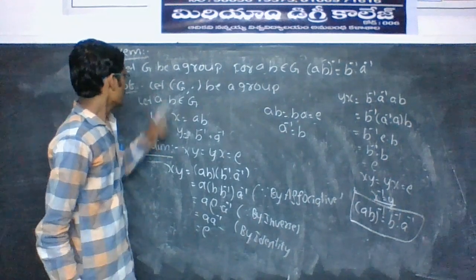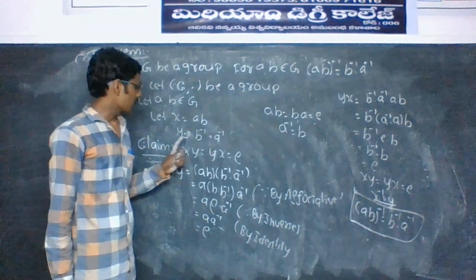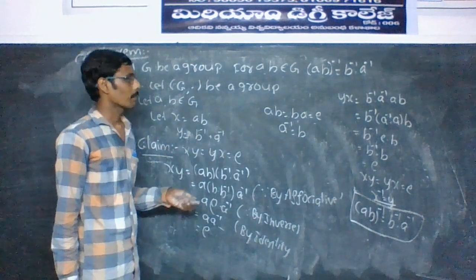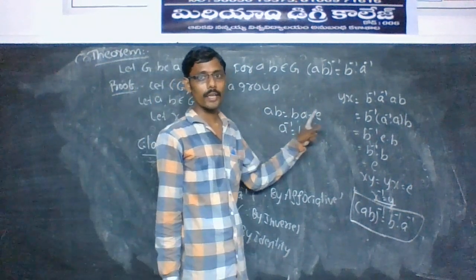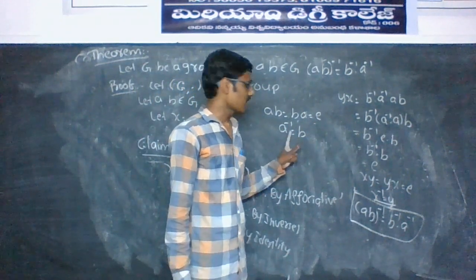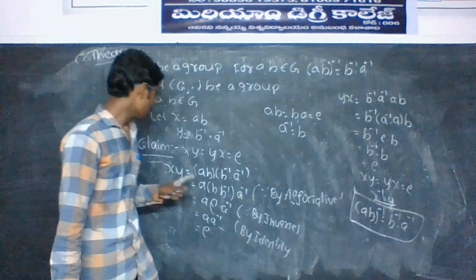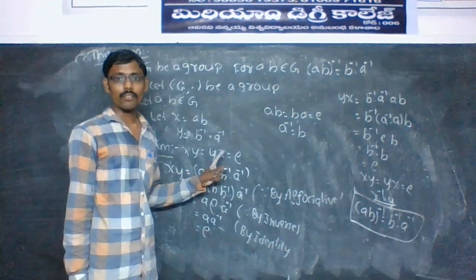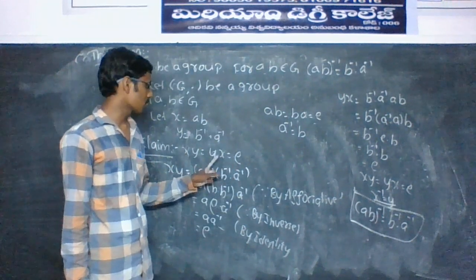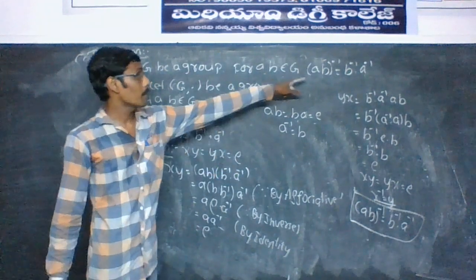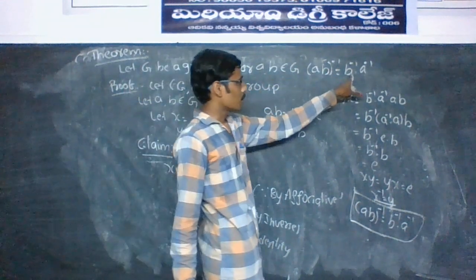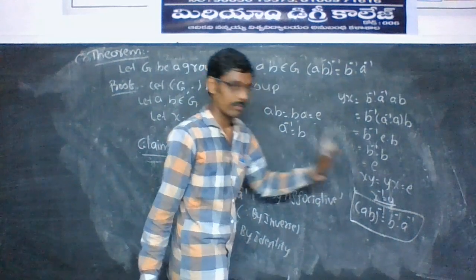Again I will explain. X is equal to AB, Y is equal to B inverse A inverse. By the inverse property, AB is equal to BA is equal to E, so A inverse is equal to B. XY is equal to YX is equal to E. So AB whole inverse is X, and X inverse is equal to Y.